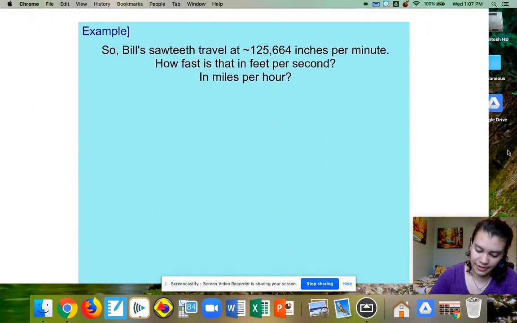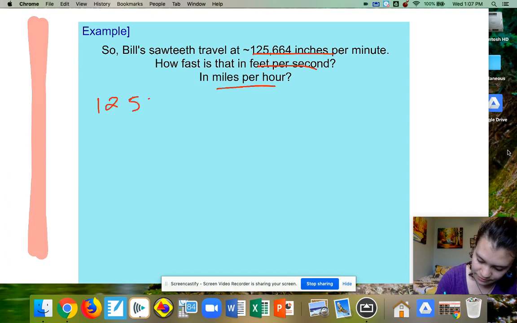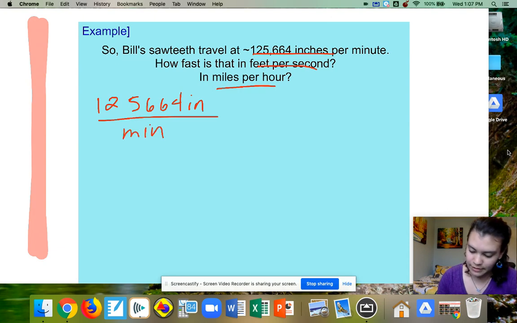So our final example here. Bill's saw is going this fast. We want to figure out how many that is in feet per second and miles per hour. So start with the number you have. We have inches on top, minutes on the bottom. If we want to go to feet per second here, we know for every 1 minute there's 60 seconds. We want the minutes on top so they can cancel. And then we want to get from inches to feet.